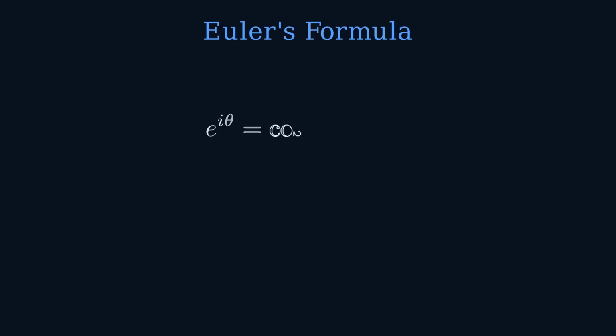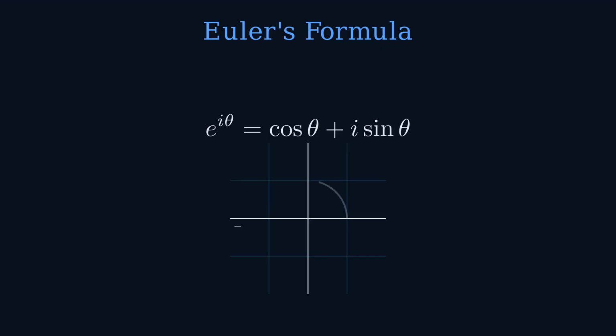Before we begin, let's recall Euler's beautiful formula. It says that e to the i theta equals cosine theta plus i sine theta. On the unit circle, the point e to the i theta has real part cosine theta and imaginary part sine theta. This compact notation is the key to everything that follows.